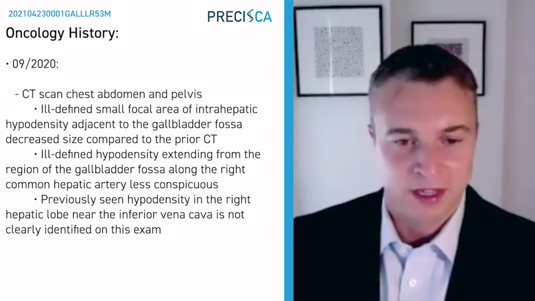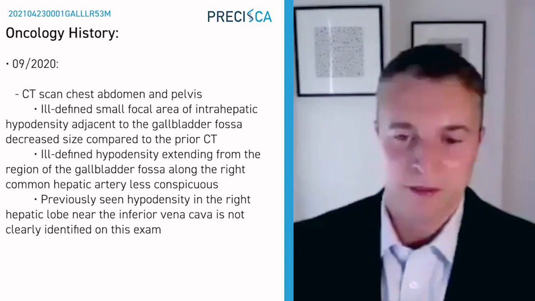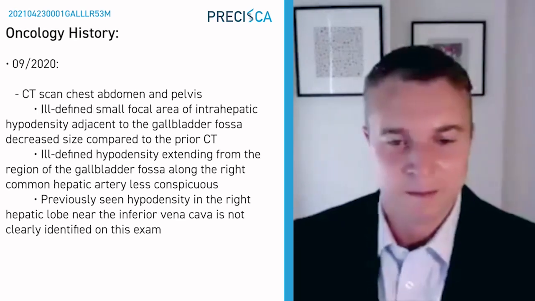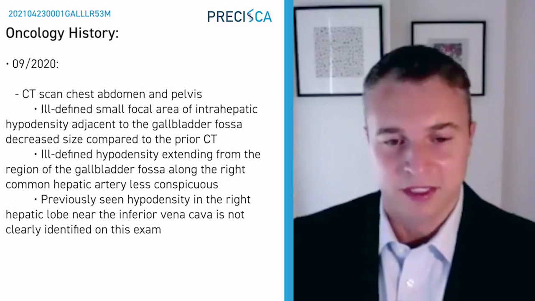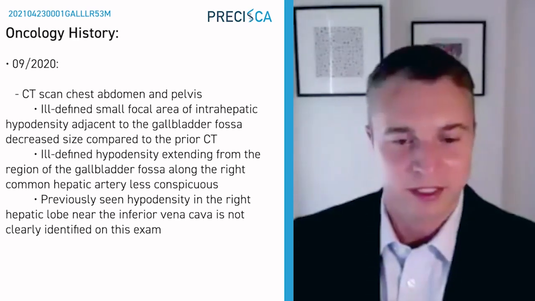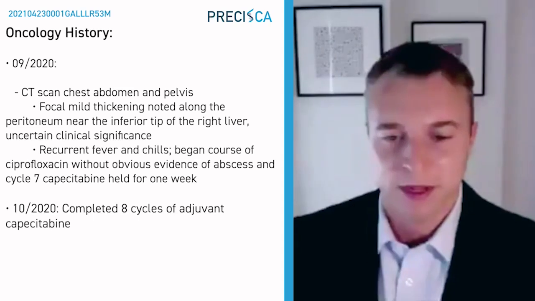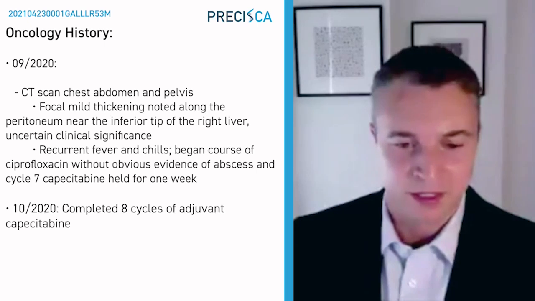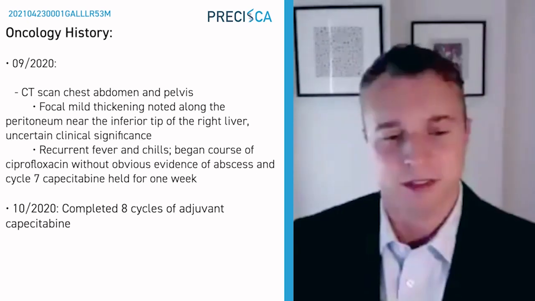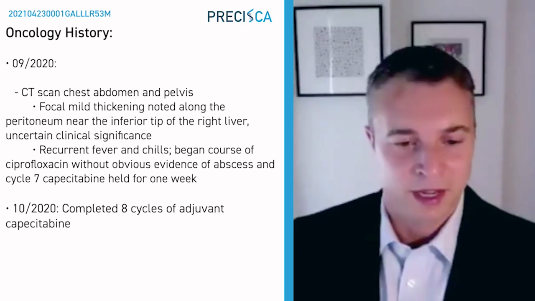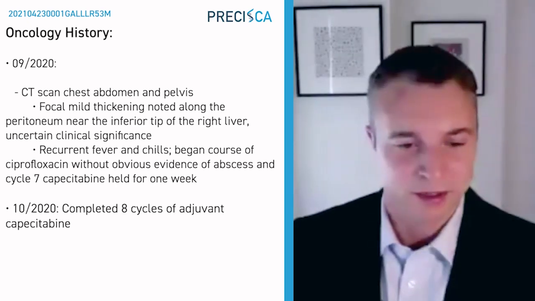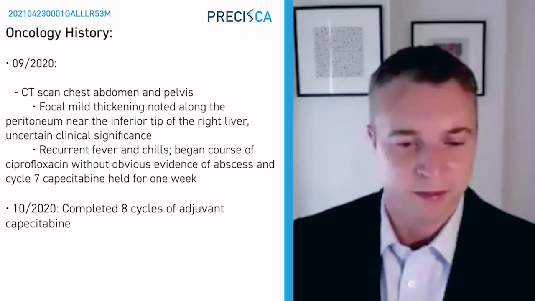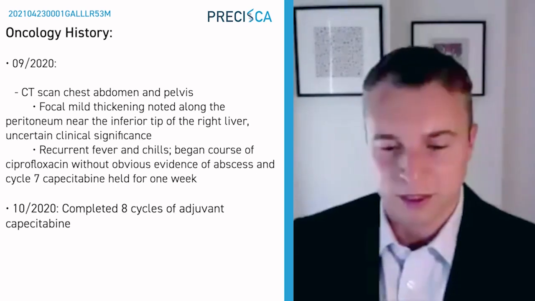They underwent a CT scan, which had an ill-defined area of an intrahepatic hypodensity adjacent to the gallbladder, which was decreased, presumably the abscess. And the previously seen hypodensity in the right hepatic lobe was not clearly seen. There was some thickening along the peritoneum near the inferior tip of the liver, which was of unclear significance. And the patient sounds like had another episode of recurrent fever and chills without clear imaging evidence of abscess, and cycle 7 was held. And then, as Dr. Benson suggested, the patient completed a total of 8 cycles and was currently on surveillance.